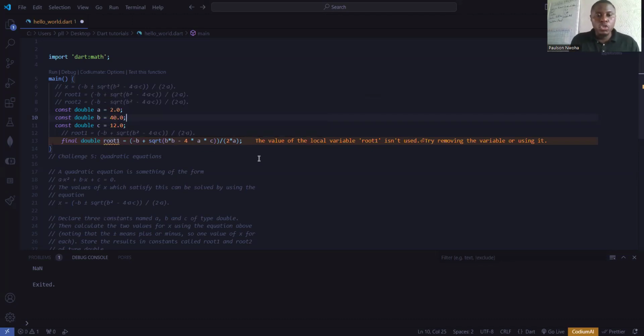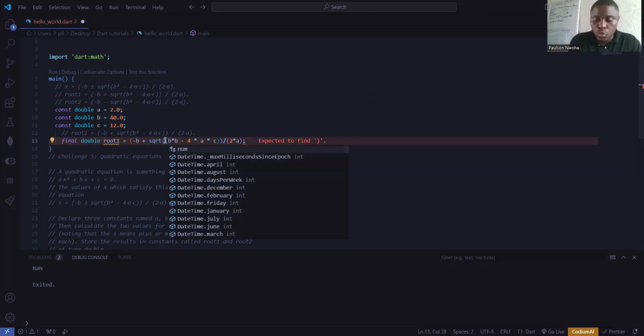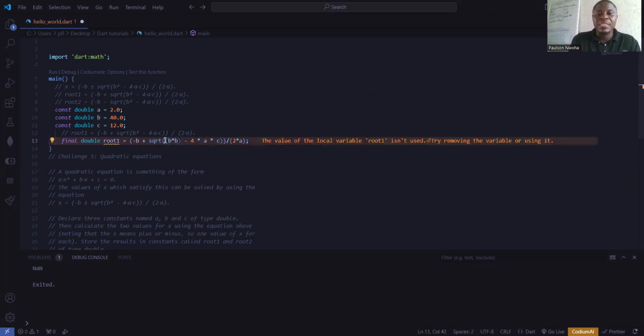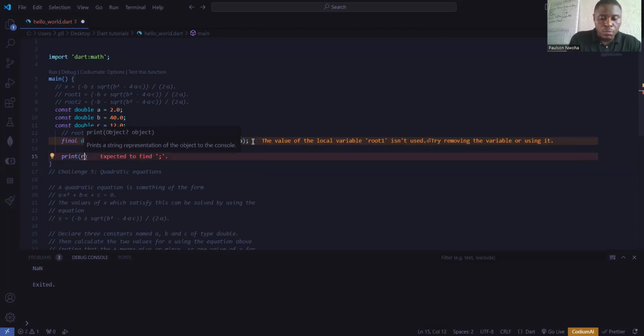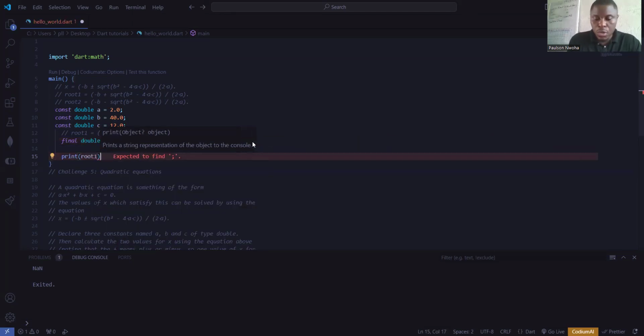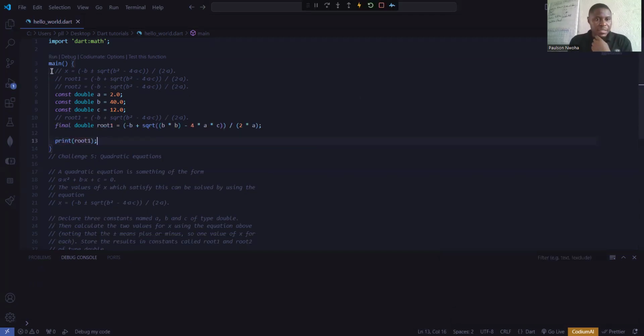All right. So I have to put this b times b in a bracket too, so that we explicitly tell how we want this thing to go. We want the b squared to come first before anything else. So if I run this now and do print root 1, we're going to get the first answer. Now this is the first answer, minus 0.3 whatever.